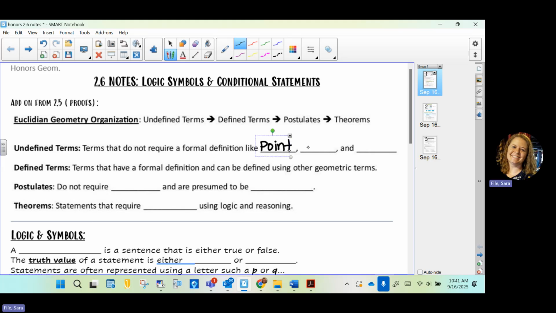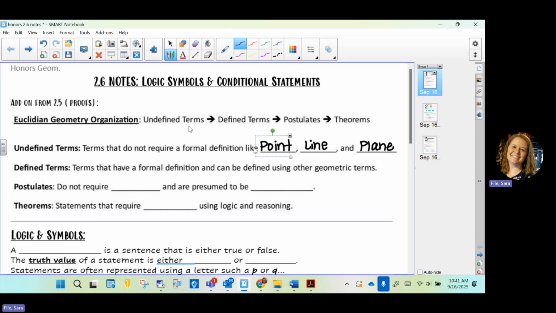Because a point is really just a location. It has no size or shape. A line has no size. We can't measure it. It goes on forever. It's one-dimensional. And a plane also goes on forever, but it's two-dimensional. It goes on forever in all directions. So those are technically undefined. We can describe them as best we can, but there's not a formal definition in geometry for point, line, and plane. Okay, so that's the basis. That's what we start with.